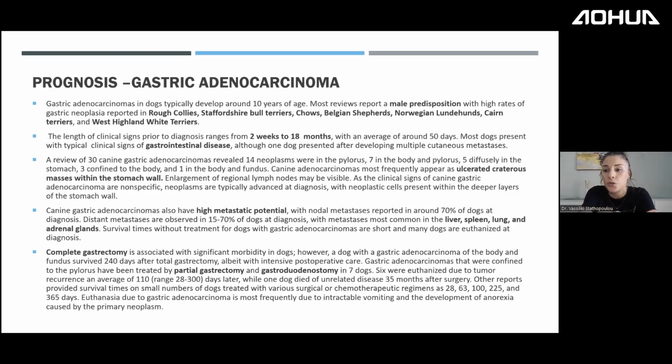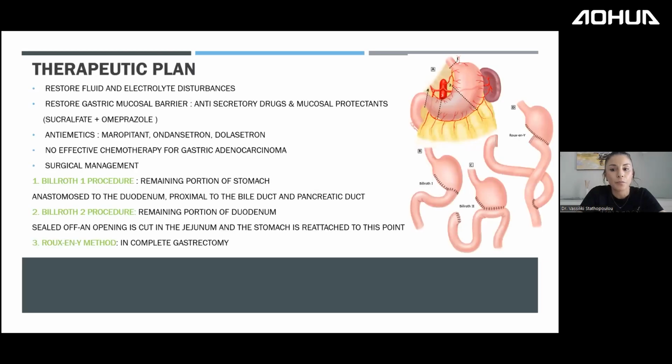The only thing that we can do is surgery if it's not diffuse in the antrum. I will show you the techniques. In this animal, unfortunately, we cannot do anything but complete gastrectomy, which the owners refused. So we only gave palliative treatment. We restored the fluids and electrolytes, and to restore the gastric mucosal barrier we used sucralfate and omeprazole. And I will comment on that.